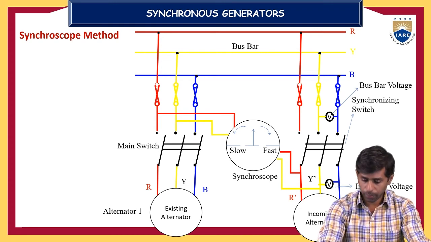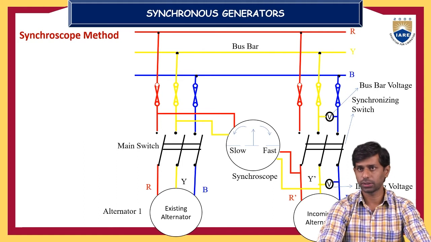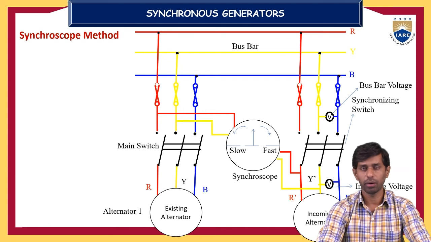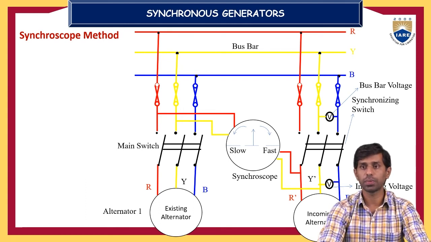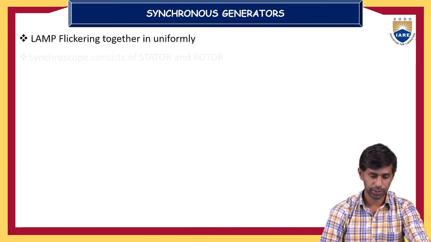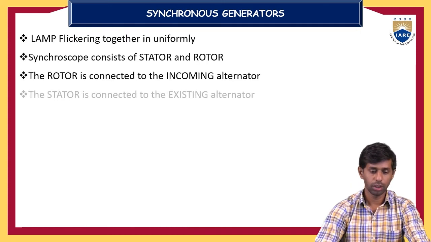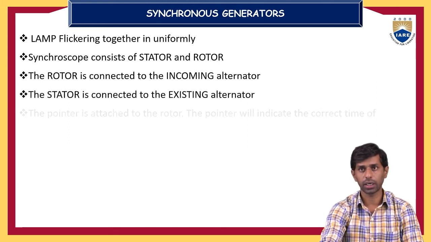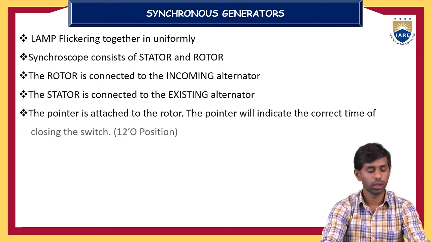So for the Syncroscope, the system is the same, and the circuit diagram and how we process step 1 and step 2, everything is the same, right? Then the Syncroscope is connected. See here, the Syncroscope rotor is connected to the incoming alternator and the stator is connected to the existing alternator. The pointer is attached to the rotor. The pointer will indicate the correct time of closing the switch, that is at the 12 o'clock position, right?